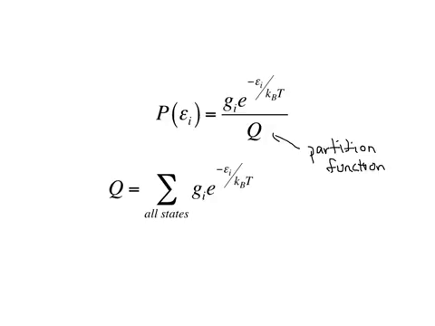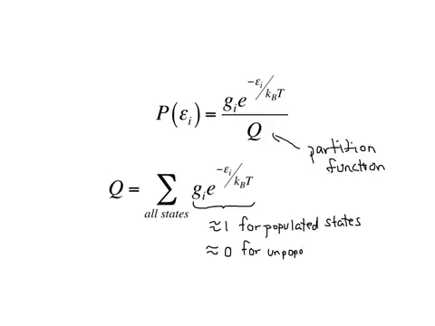And Q is simply the sum over all the Boltzmann factors for every energy state of the system. For any energy state that is significantly populated in the system, this Boltzmann factor is approximately 1, or at least on the order of 1. For states which are unoccupied, this Boltzmann factor is much smaller than 1, or close to 0. Thus, when I sum over all states, Q is approximately equal to the number of energy states that are populated.